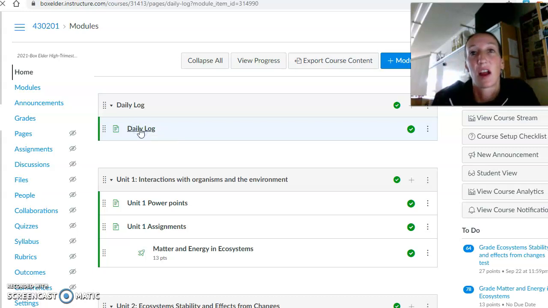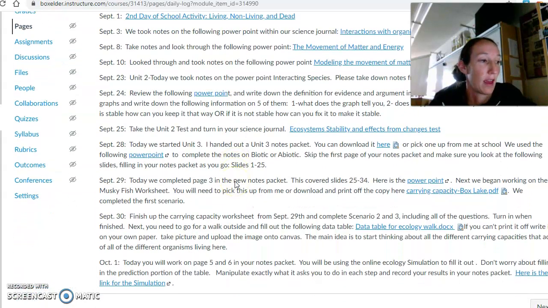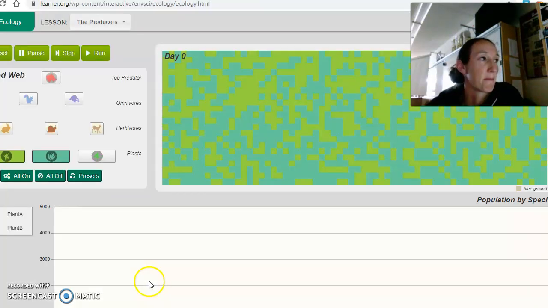This daily log will be very, very helpful if you're home for numerous days. So here's October 1st. And it says, today you're going to work on page 5 and 6 in your notes packet. You'll be using the online ecology simulation to fill out. And it tells you don't worry about filling in the prediction portion of the table, so you can leave that out. You're going to manipulate exactly what it says to do in each step and then record your results. And the link for the simulation is here as well, so I'm going to go ahead and click on that.